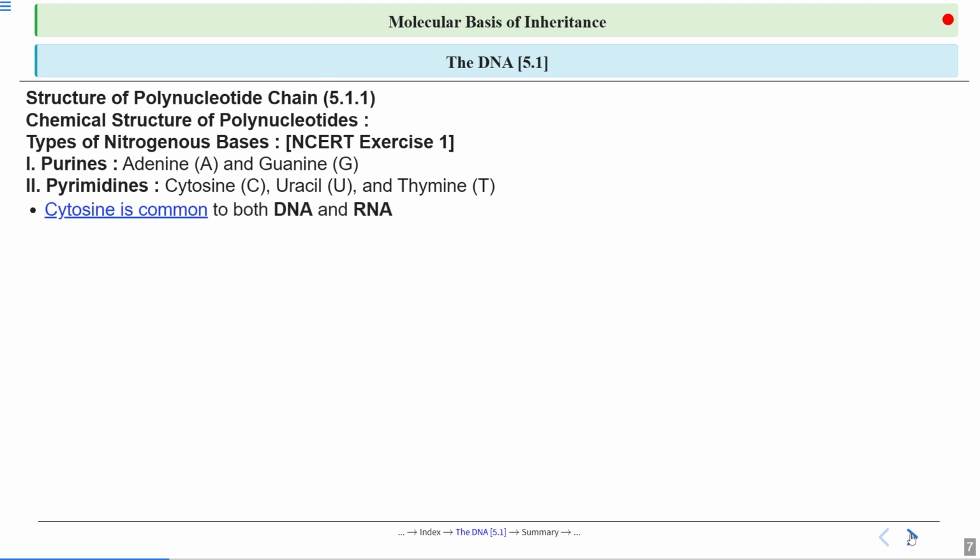Cytosine is common to both DNA and RNA. Means in pyrimidine, we have cytosine, uracil and thymine. But cytosine and uracil are for RNA, and cytosine and thymine are for DNA. So what is common between DNA and RNA? The cytosine. Cytosine is the common one, but for DNA we use thymine, and for RNA it is uracil. Thymine is found in DNA while uracil replaces it in RNA.